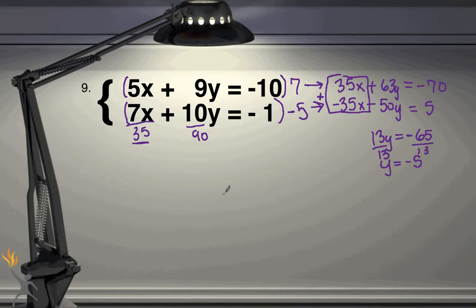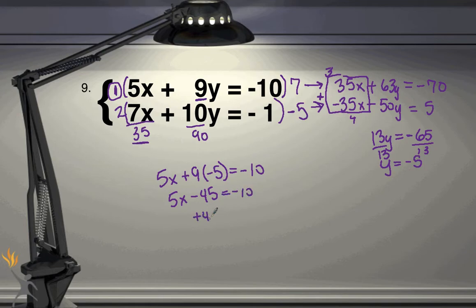So if y is negative 5, I'm going to plug it back into the next equation. It doesn't matter if you plug it back into equation 1, 2, 3, or 4. They're all going to give you the same answer. But in this case, I'm going to plug it back into equation 1. It just has the smallest y coefficient. So 5x plus 9 times negative 5 equals negative 10. So 9 times negative 5 is going to give me negative 45, so 5x minus 45 equals negative 10. I'm going to add 45 to both sides.